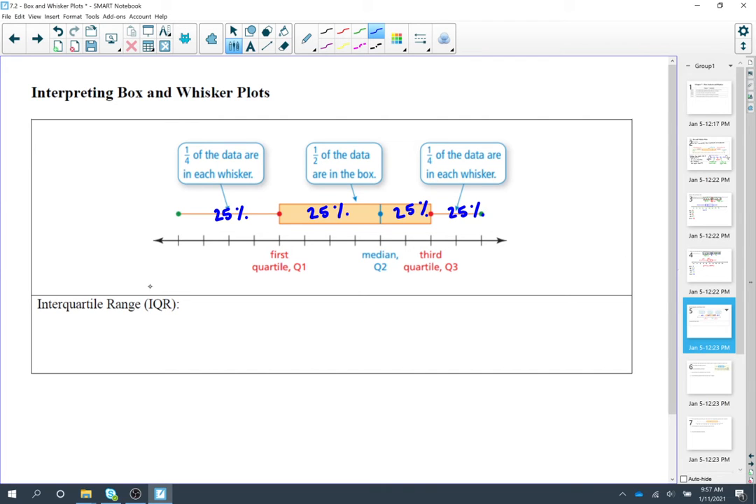Now, we know what the range of a data set is. It's the largest number, subtract the lowest number. But then we also have the interquartile range, where you take the upper quartile, quartile 3, and subtract the lower quartile, quartile 1. This is the interquartile range, which tells you how spread apart your data is from the first quartile to the third.